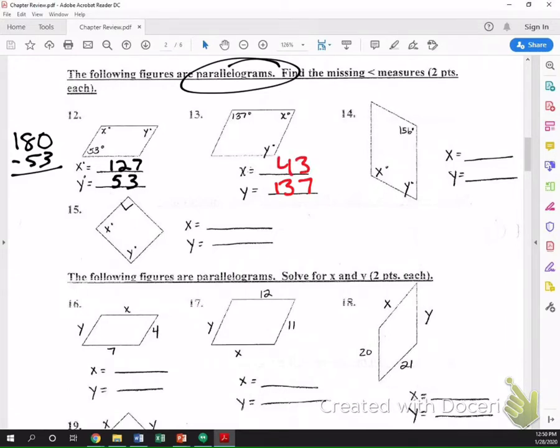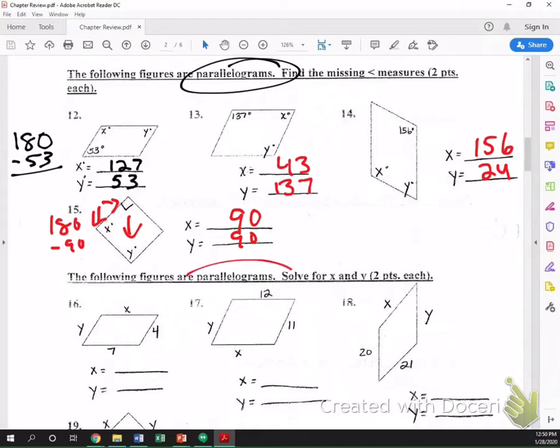Okay, 14. What is X? 156. And what is Y? 24. Good. And the last one in this section? 90. They're all going to be 90, because angles right next to each other, these two would have to add to 180. So 180 minus 90 is 90, and then these two are congruent.